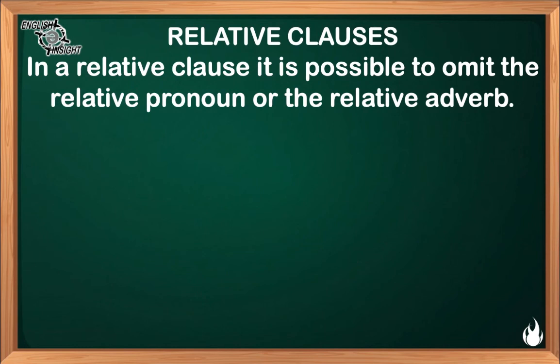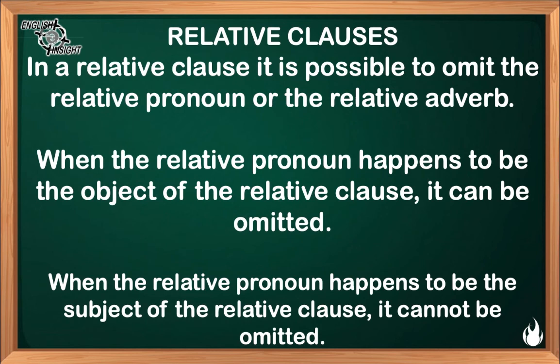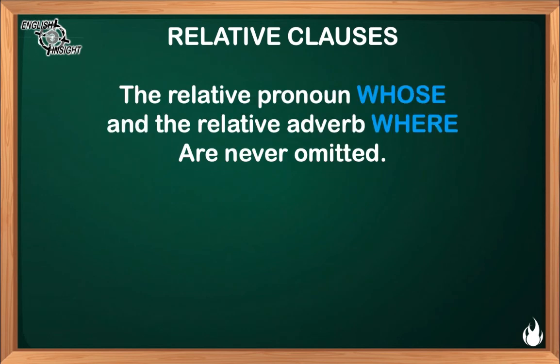In a relative clause, it is possible to omit the relative pronoun or the relative adverb. When the relative pronoun happens to be the object of the relative clause, it can be omitted. When the relative pronoun happens to be the subject of the relative clause, it cannot be omitted. The relative pronoun whose and the relative adverb where are never omitted.